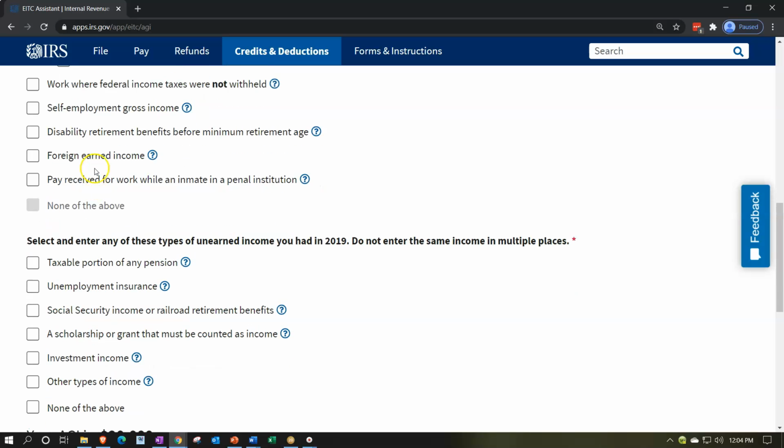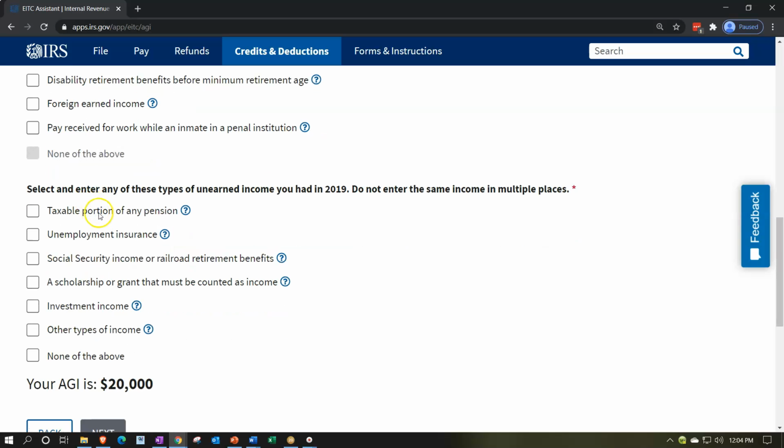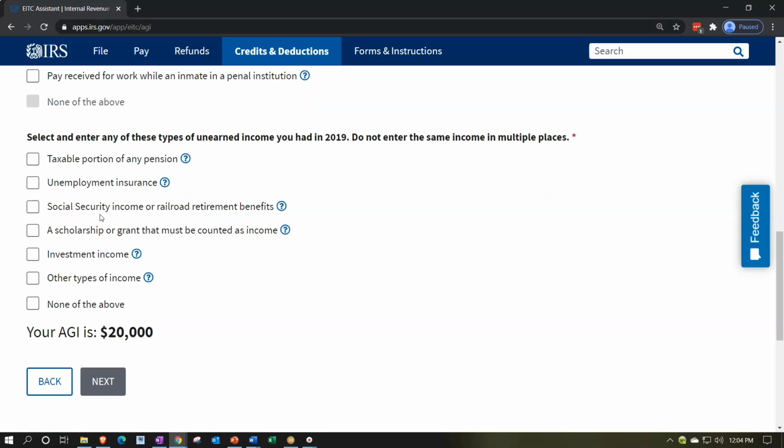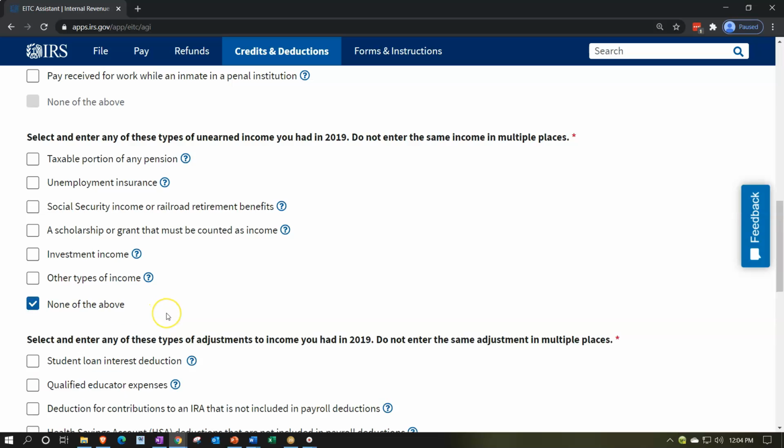Disability retirement payments, foreign earned income, pay received for work while an inmate in a penal institution. Select and enter any of these types of unearned income you had in 2019. Do not enter the same income in multiple places. So then other income sources we may have had: taxable portion of a pension, I'm not going to put anything there. Unemployment insurance, so if we had any unemployment insurance, we could put it here. Social Security income, if we have any. A scholarship or grant. Investment income. Other type of income. None of the above. So I'm going to go with none of the above there.